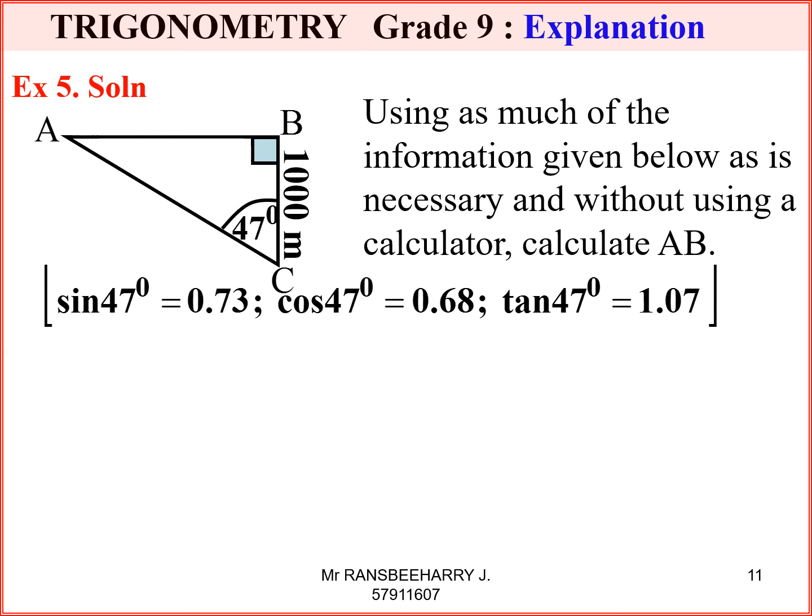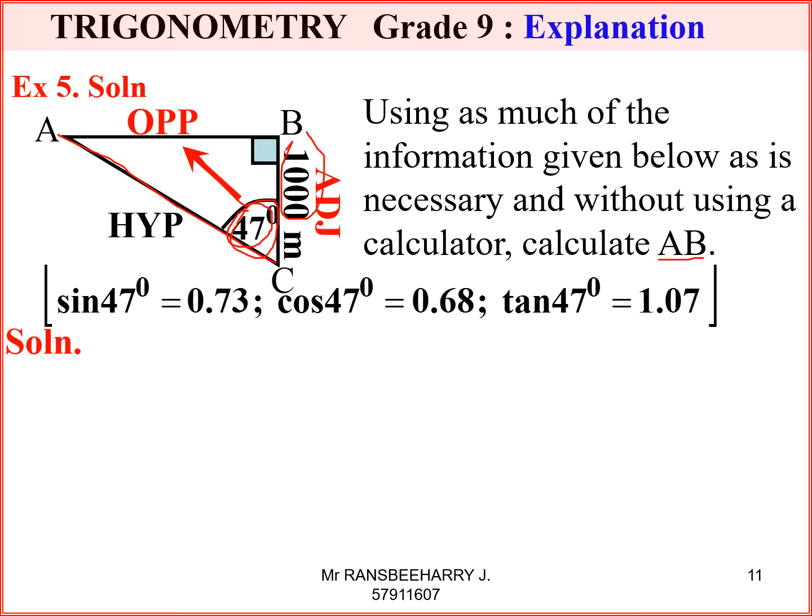Now example 5. Still we have a right angle triangle given. An angle in the triangle is given and a side is given. It is required to calculate the side AB. So still we start by identifying the opposite, adjacent and hypotenuse. Here we are using the angle 47. Opposite to the angle 47 is the side AB, so AB is the opposite. The longest side is AC, so AC is the hypotenuse. The remaining side is the adjacent.